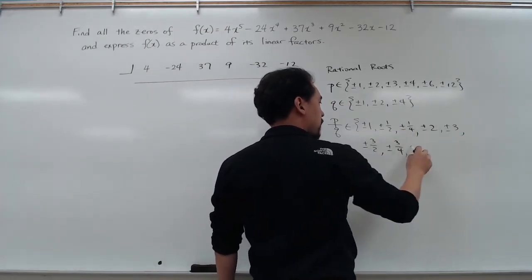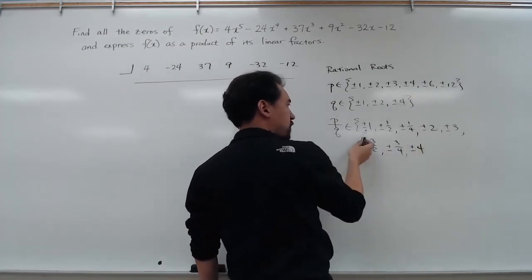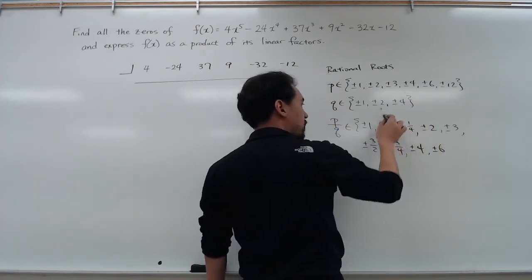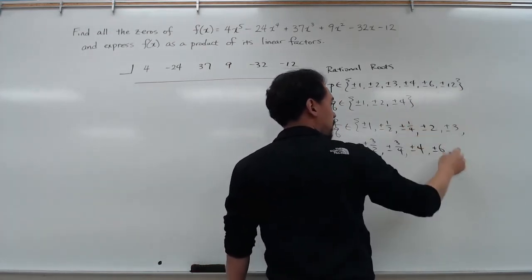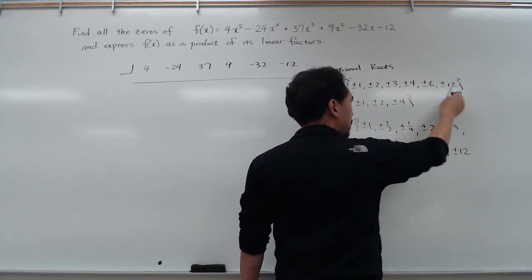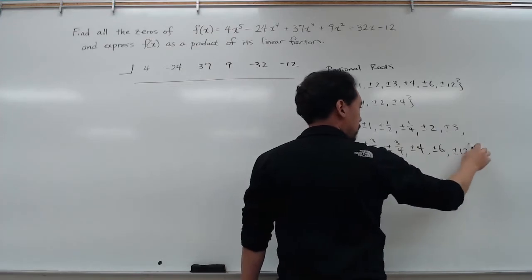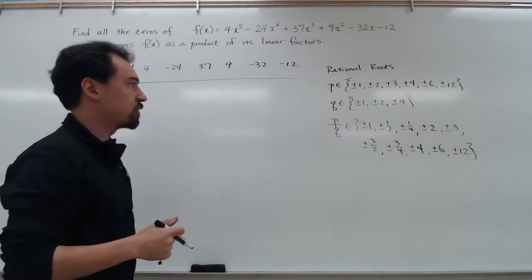4 divided by 1, 4 divided by 2 is already there, 4 divided by 4 is already there, 6 divided by 1, 6 divided by 2 is already there, 6 divided by 4 is 3/2 already there, then 12 divided by 1, 12 divided by 2 is already there, 12 divided by 4 is already there. Cool. So that is the list of all of the possible rational roots.